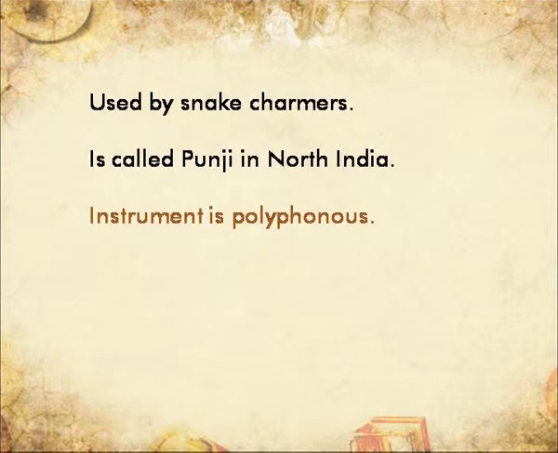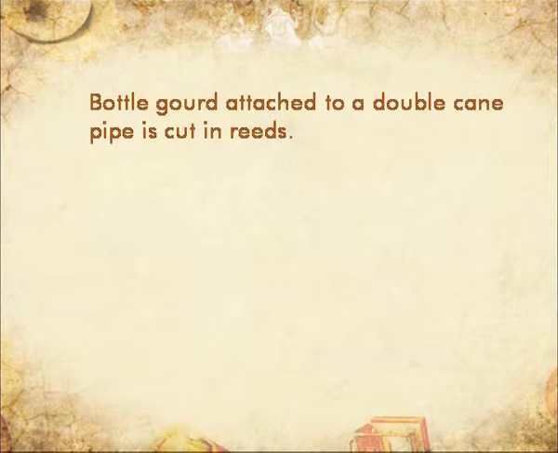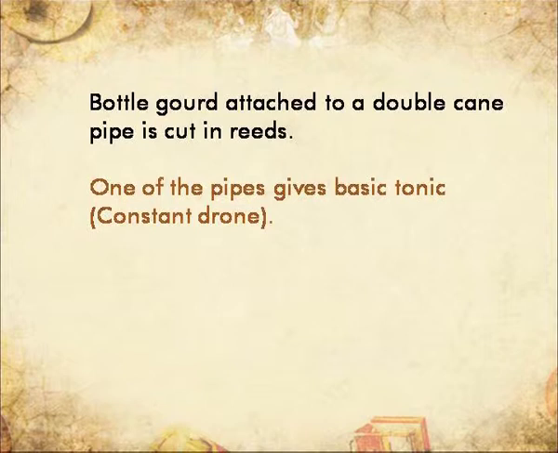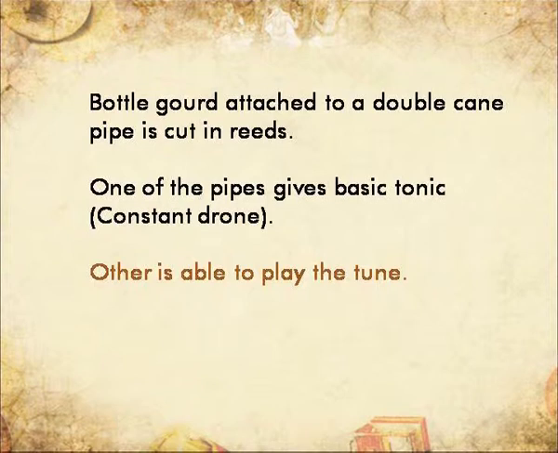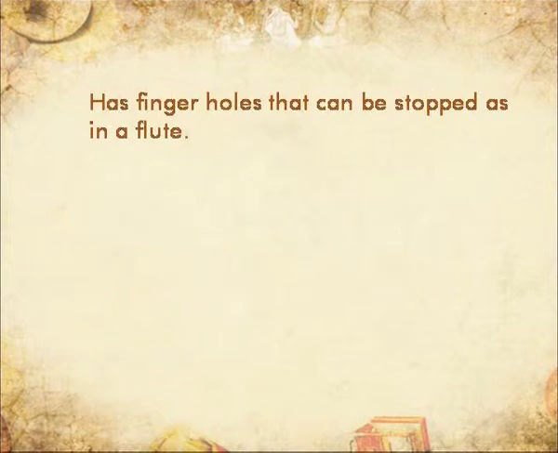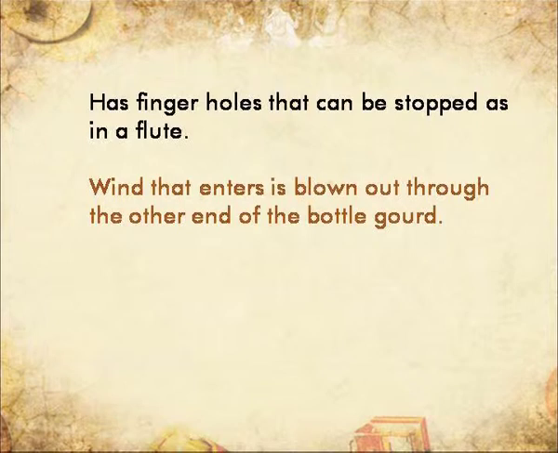This instrument is polyphonous. A bottle gourd attached to the double cane pipe is cut in reeds. While one of the pipes gives the basic tone, which it produces in a constant drone, the other pipe is able to play the tune. This pipe has finger holes that can be stopped just as in a flute. The wind that enters is blown out through the other end of the bottle gourd.